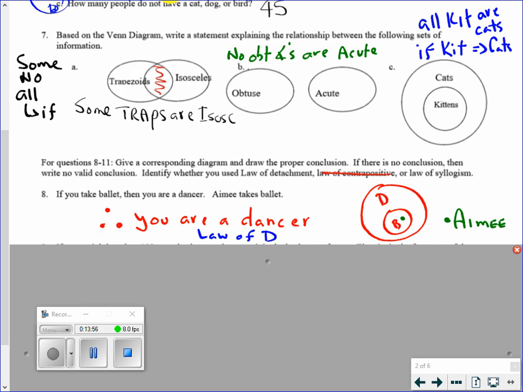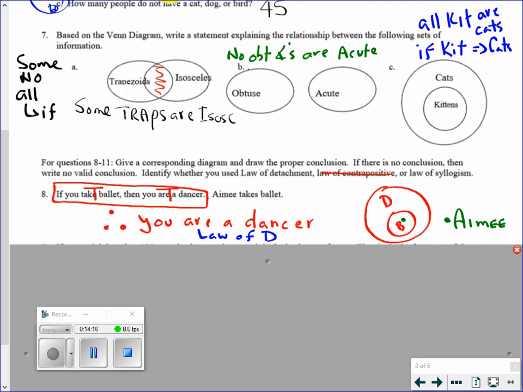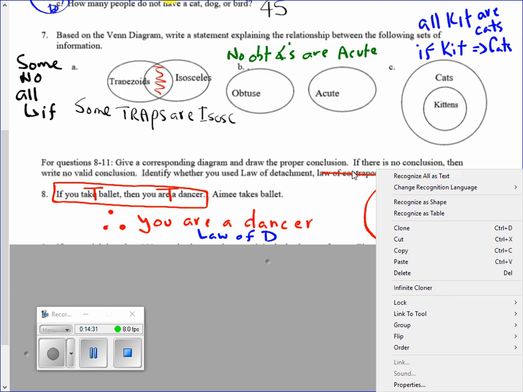Okay? And the reason is because the law of detachment says that if I'm given a conditional statement like this, and the first thing comes true, then the second thing automatically comes true. Think about it. Over here you'll see a Venn diagram. If Amy is a ballet dancer, right? Then she automatically is a dancer. She has to be a dancer. If she takes ballet, then she is a dancer automatically. But suppose Amy was out here. This would be somebody that doesn't even take a dance.